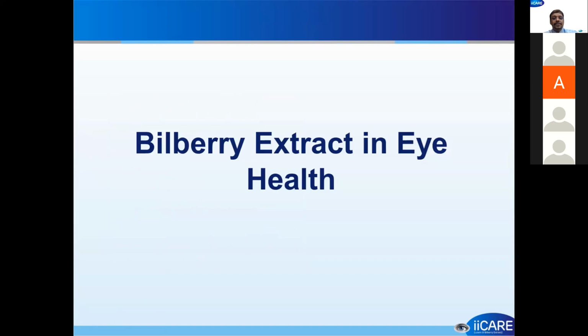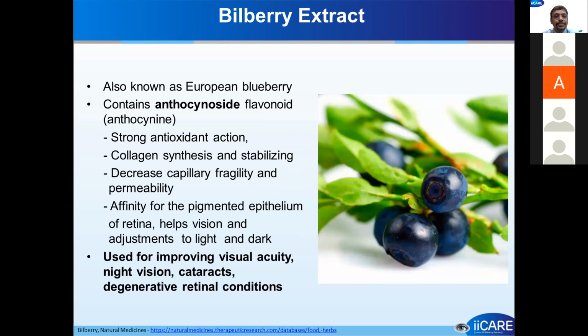Now coming to the next ingredient, that is bilberry extract. Bilberry, the fruit, as we know, is also known as European blueberry, and it contains anthocyanidins, which have strong antioxidant action. They have collagen synthesis and stabilizing action. They decrease capillary fragility and permeability. That's how it improves the blood flow, and it has an affinity for the pigmented epithelium of the retina, and helps vision and adjustment to light and dark.